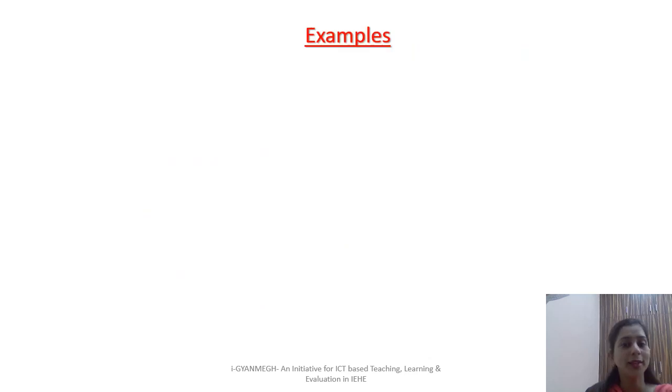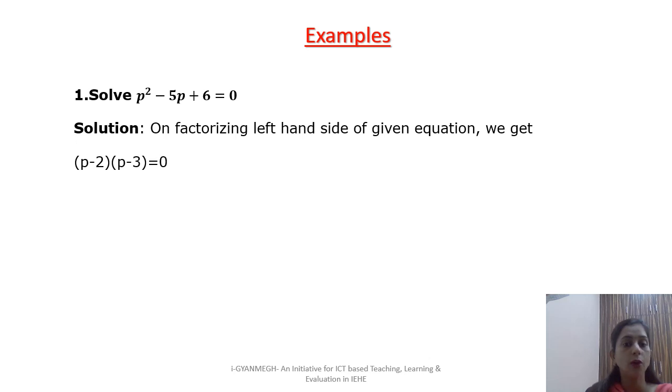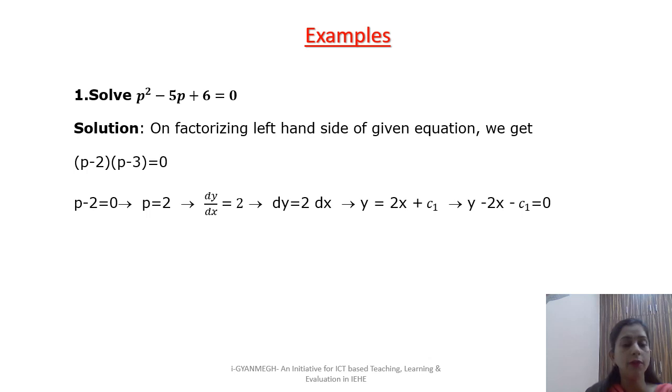Dear student, now I will take one example to elaborate the working rule. The example is: solve p square minus 5p plus 6 equal to 0. You all know p is dy by dx. Now, on factorizing the left hand side of the given equation, we will get (p minus 2)(p minus 3) equal to 0.